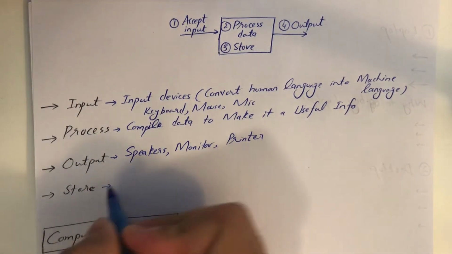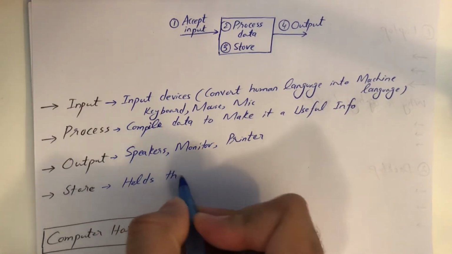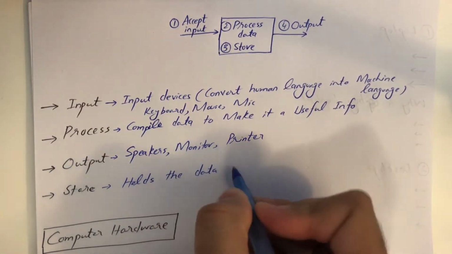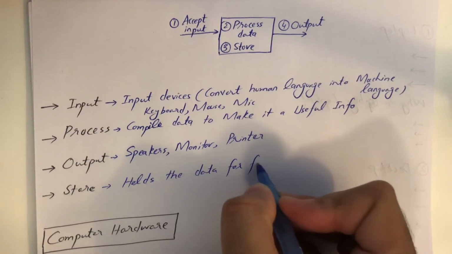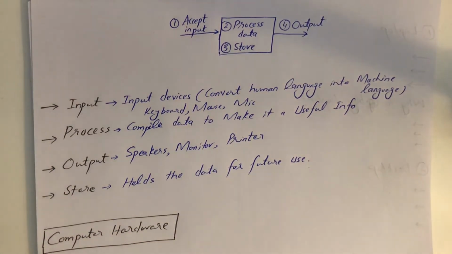Then for data storage, hard drives hold the data for future use. So if any device provides all these four functions, it is called a computer.